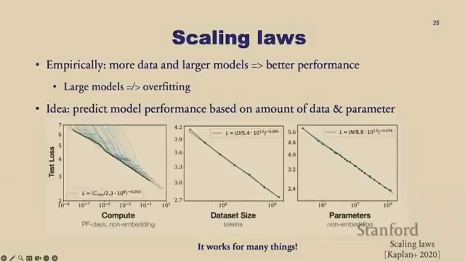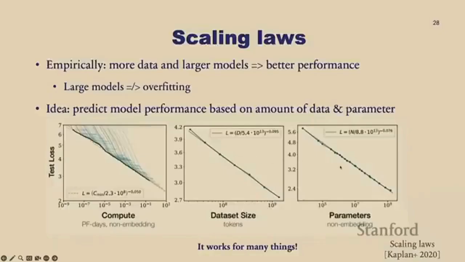Here you see on the x-axis compute. So how much compute did you spend for training? And here you see test loss. So this is essentially, I mean, it's not perplexity, but it's your validation loss. So it's the log of the perplexity. And if you put these two on log scale, then you see that the scaling law is linear. That means that if you increase your compute by a certain amount, you can say by how much your test loss will actually decrease.